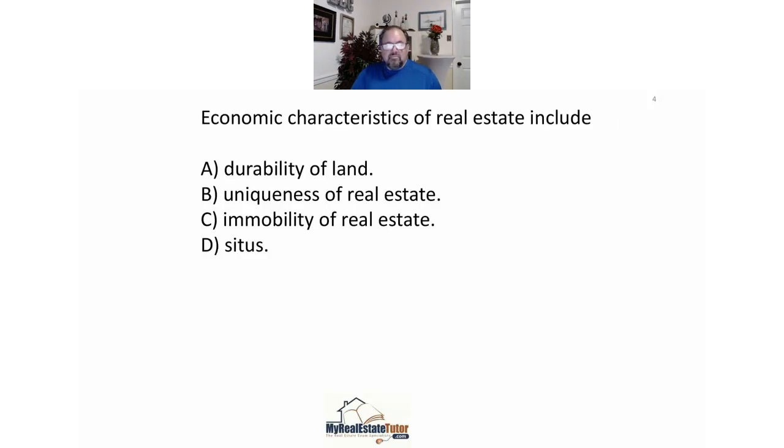Okay. All right. Economic characteristics of real estate include. Which one do you think that is? Remember, watch this. Economic deals with what? Money. So how does money affect, or what are the money characteristics of real estate? What do you think it is? What do you think affects the economics, or the money value, of real estate? All right, so let's look at this real quick.